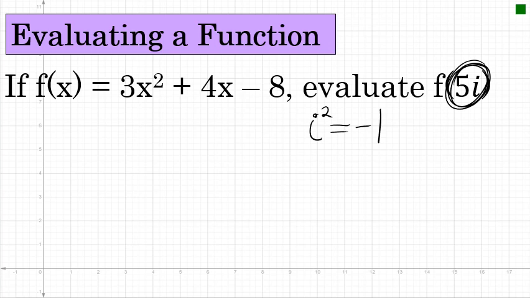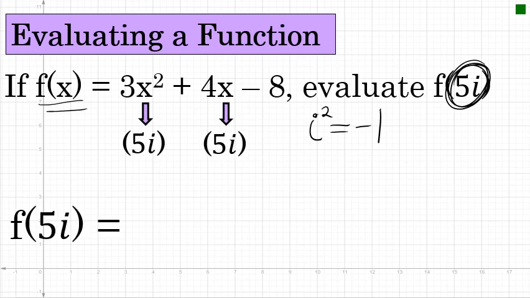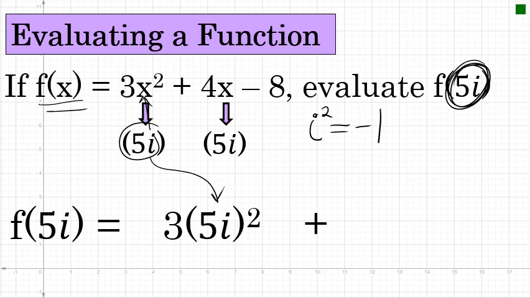In the case of f of x equals 3x squared plus 4x minus 8, to evaluate f of 5i, we will simply substitute every occurrence of x with 5i. Therefore, f of 5i is equal to, in this case, 3 times (5i) squared plus 4 times 5i minus 8. We will then simplify this expression.